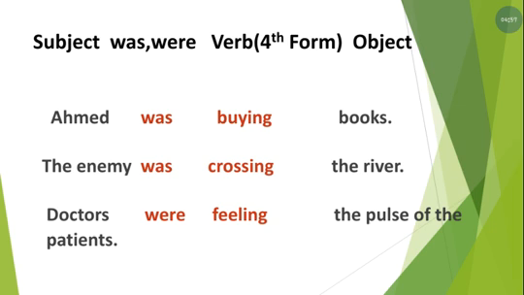So this is how we make the sentences of past continuous tense, active sentences. I explained to you active sentences are those in which we write the subject before the verb. Now class, we will see how we are supposed to make the passive voice of past continuous tense.